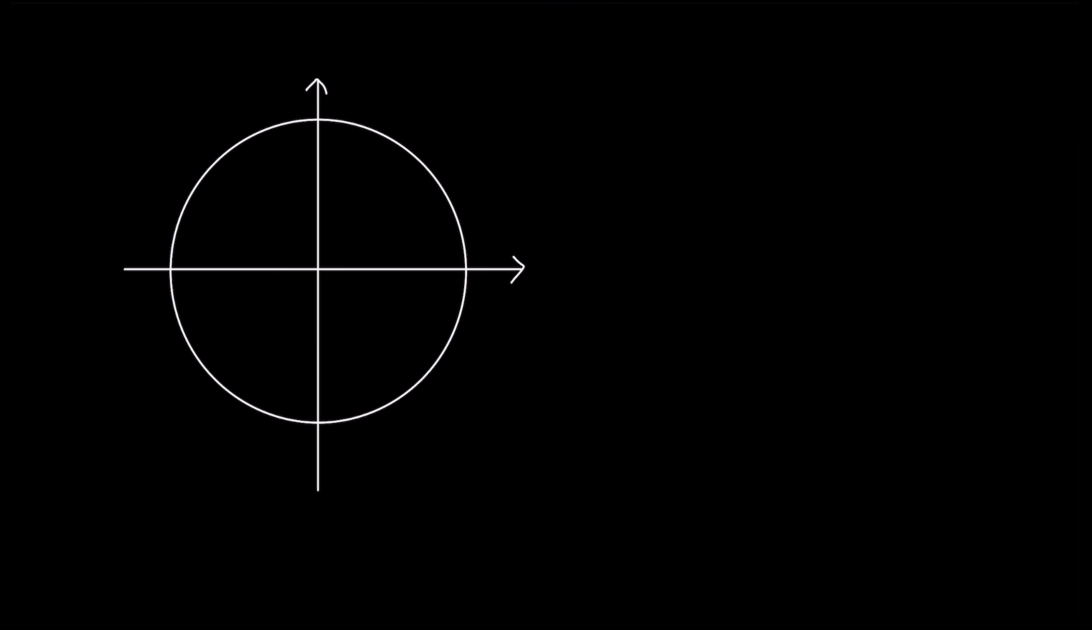Our starting point for these derivations is going to be the definition of the circumference of a circle, which is that the circumference is equal to pi d, where d is the diameter. And the diameter is 2 times the radius. So we have c is equal to 2 pi r, where r is the radius of the circle.